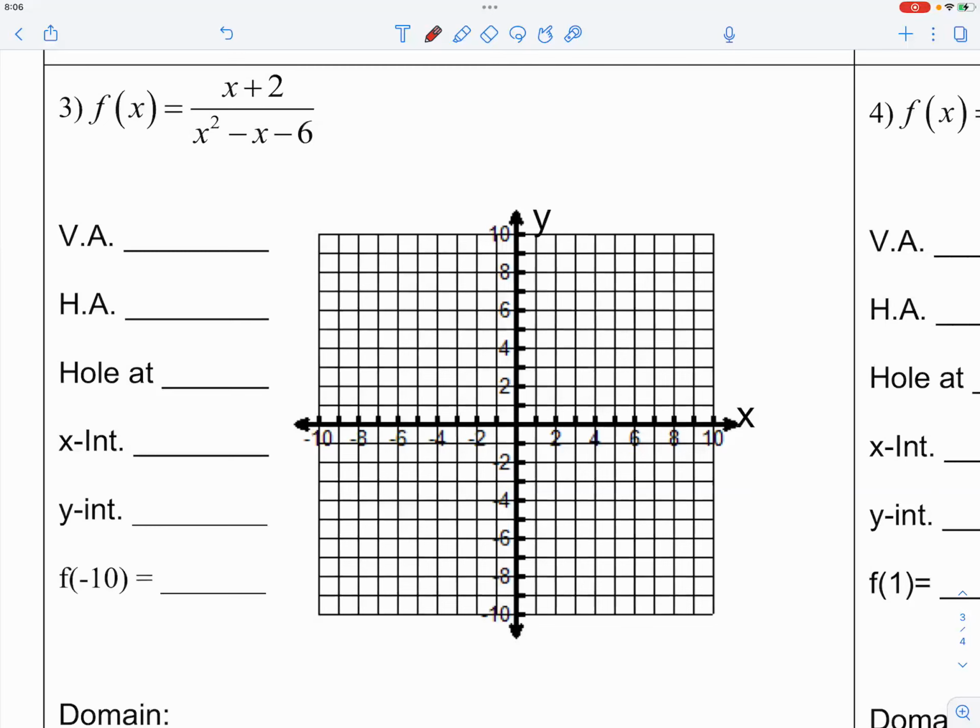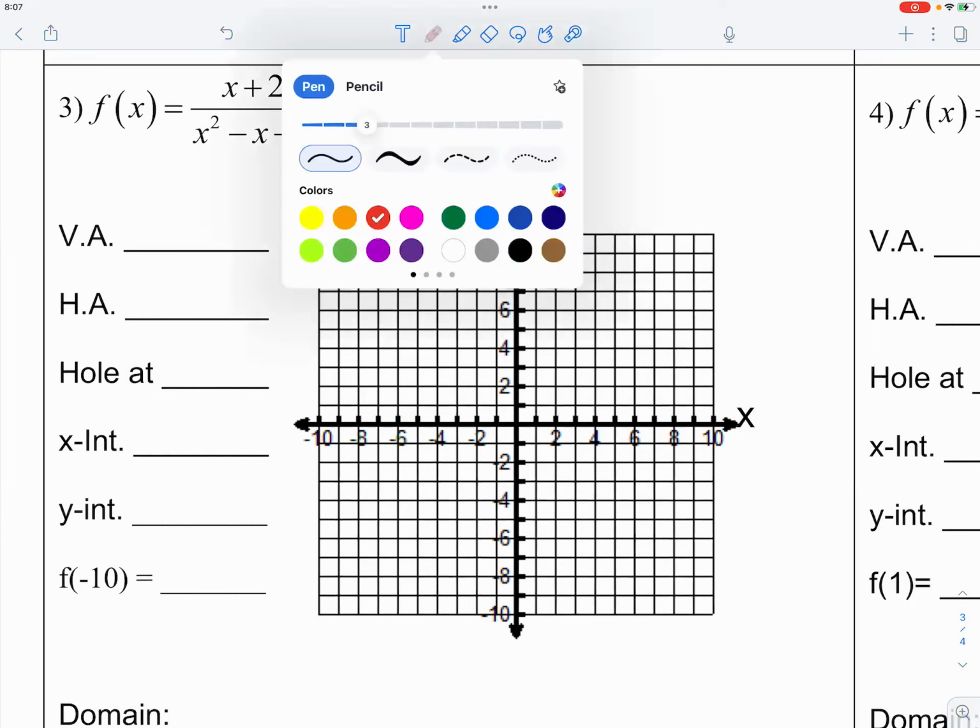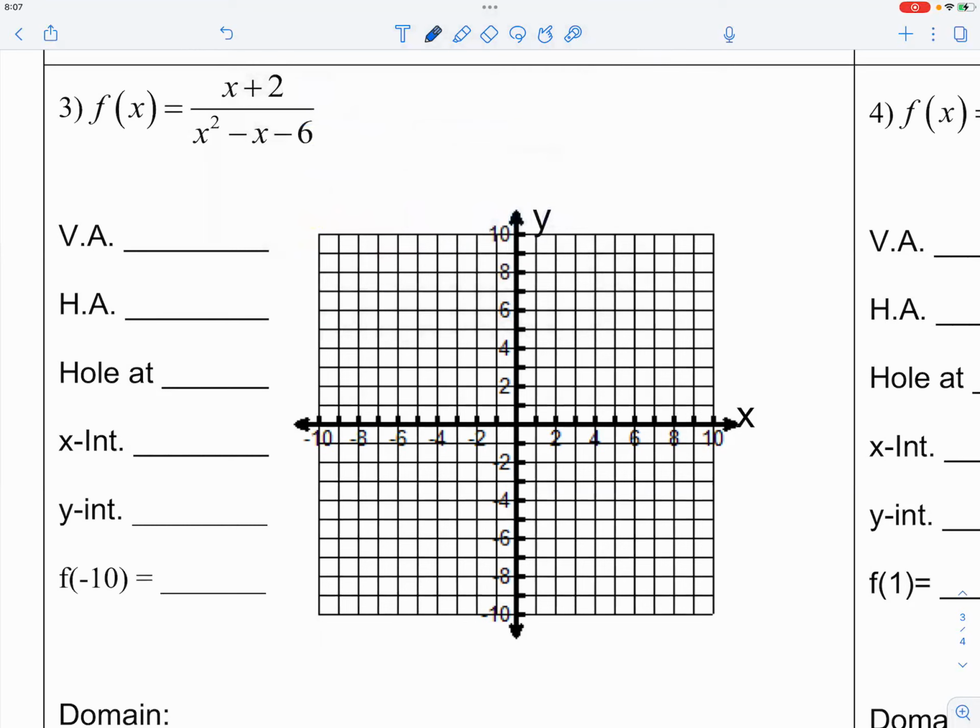Now, for question 3, you are going to see something special. But before you see something special, you got to factor the denominator first. Because as of now, it's nothing special. But once you factor it out, you might find something special.